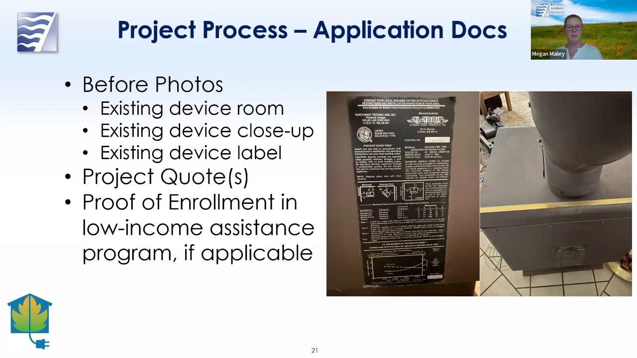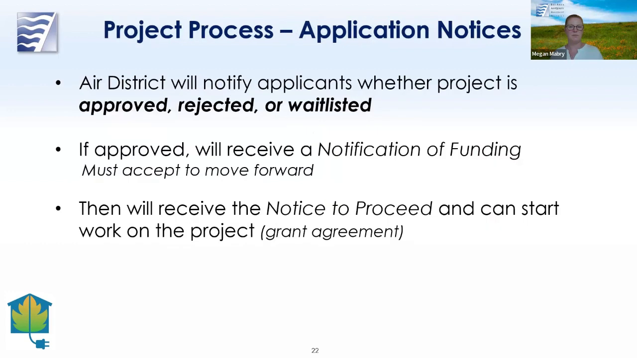If you're applying for Plus Up funding, we will also need proof of enrollment in one of the eligible low-income assistance programs. This will need to clearly list the homeowner's name and the date the enrollment expires to show it is current. Again, all of this information is in our program requirements, guidelines, terms, and conditions document on our website for your ease of reference.